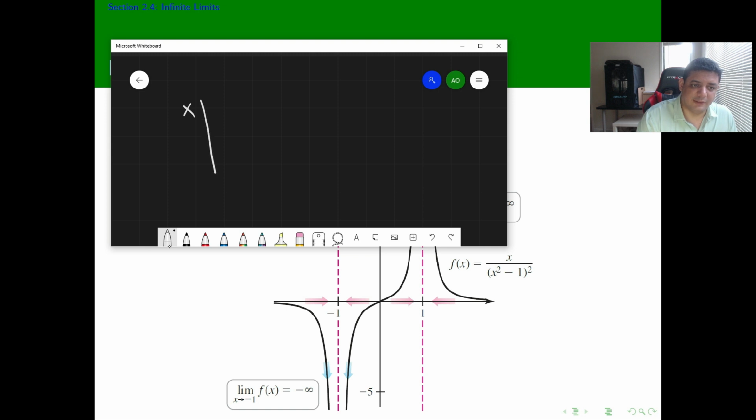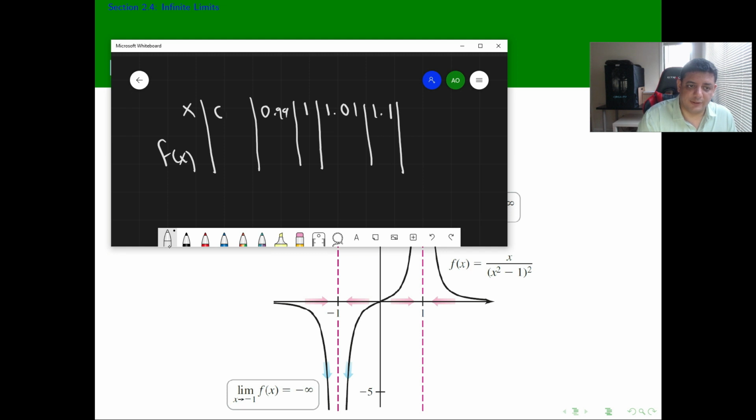So you can say x and f of x, and we want a couple of values. Let's say we want to approach 1, and we want to do it from the left and from the right. So 1.01 and 1.1, I can test with that. And I can test with 0.99, and I can test with 0.09. Yeah, I can use those particular values.